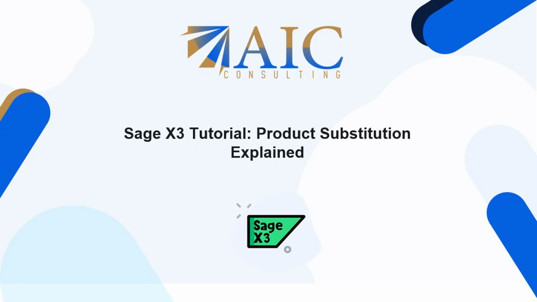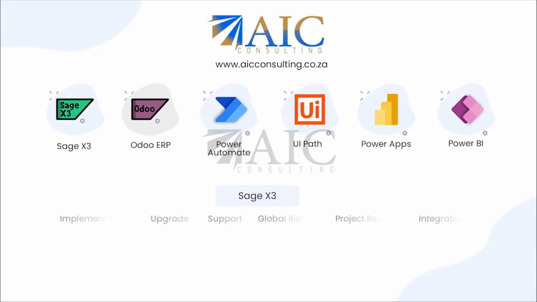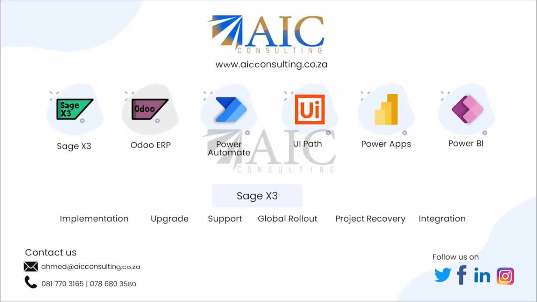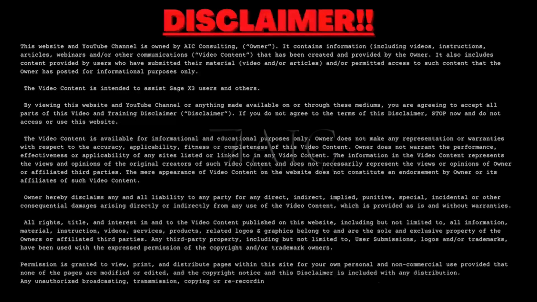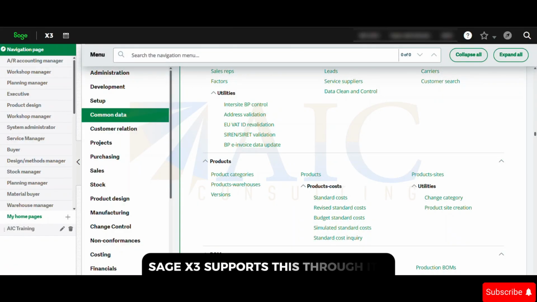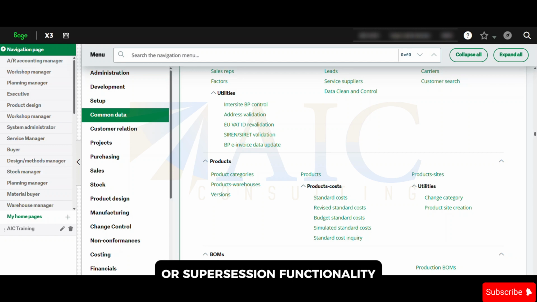In modern business processes like sales, manufacturing, and logistics, product substitution is essential when the originally requested item isn't available. Sage X3 supports this through its substitute product or supersession functionality.